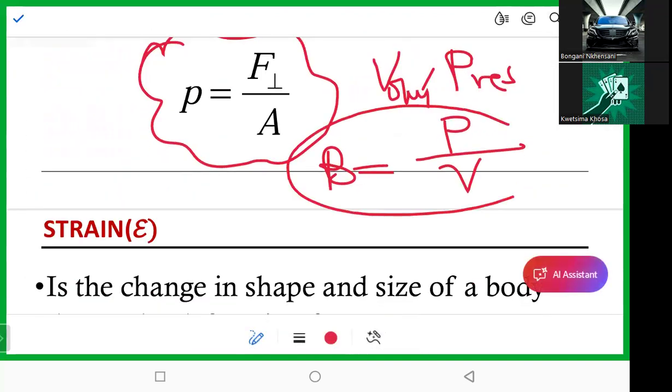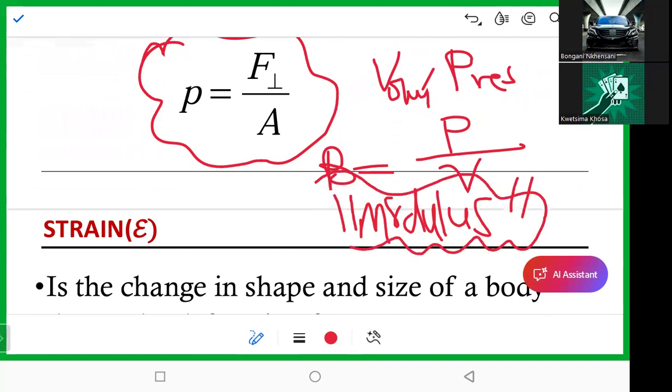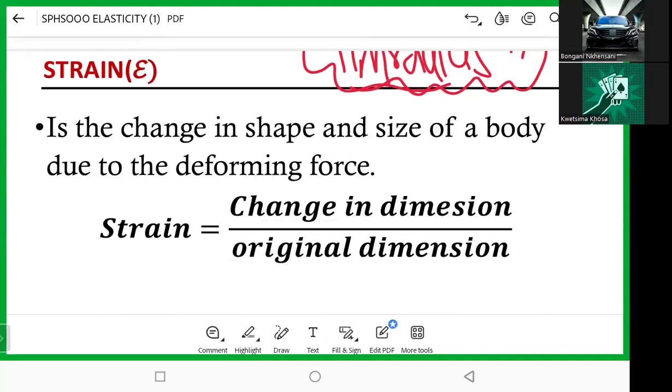We'll talk about something called modulus. So we've got types of modulus, which we're going to talk about. So now we move.